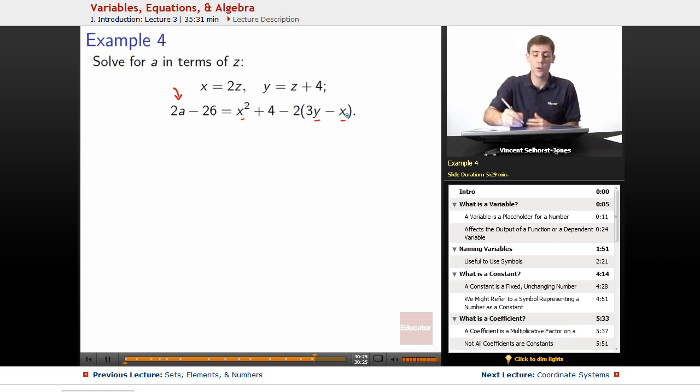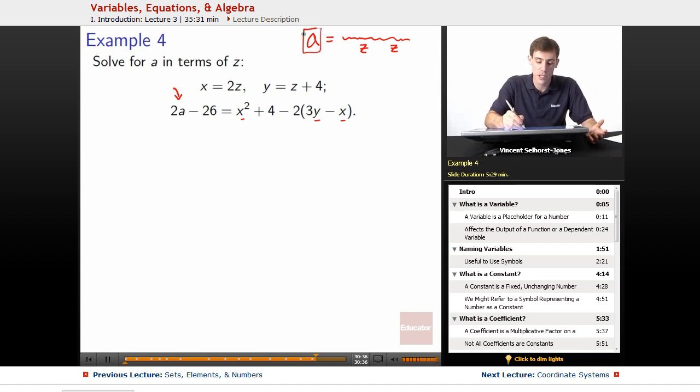So what that means is we want to get a equals blah, blah, blah, with z's. Z's are going to be inside of that stuff on the right side, and we're going to have a by its lonesome. That's what solve for a in terms of z means.